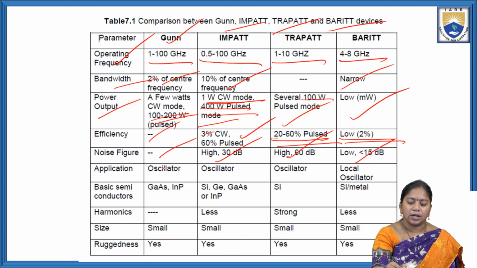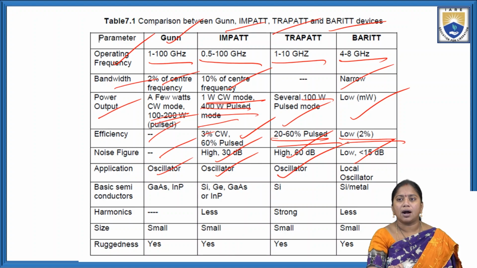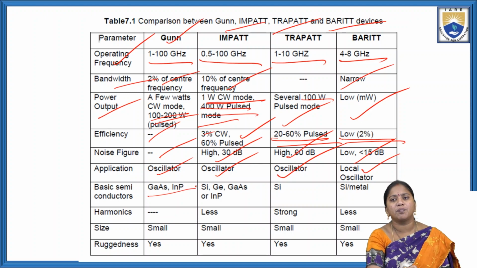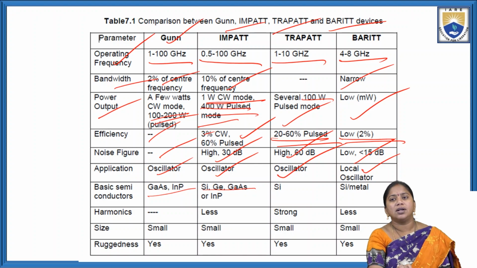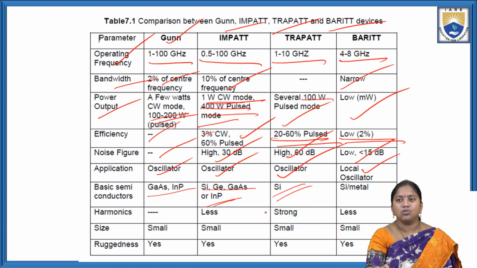Application: the Gunn diode can be used as an oscillator. The impact diode is also used as an oscillator, and so is the TRAPATT diode. The barrier diode can be used as a local oscillator. The basic semiconductors used for fabrication: the Gunn diode uses gallium arsenide or indium phosphide. For impact diodes we use silicon, germanium, gallium arsenide and indium phosphide. For TRAPATT diodes we use only silicon. For barrier diodes we use either silicon or metals.